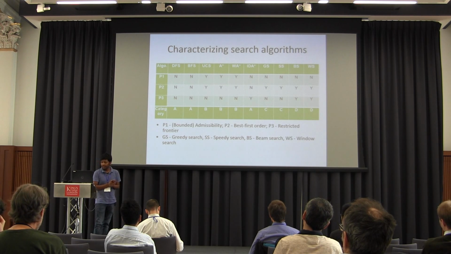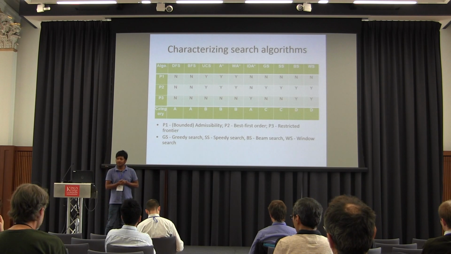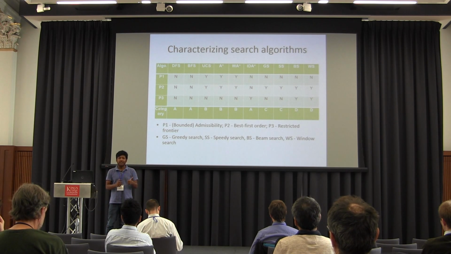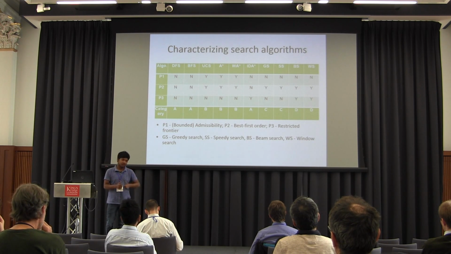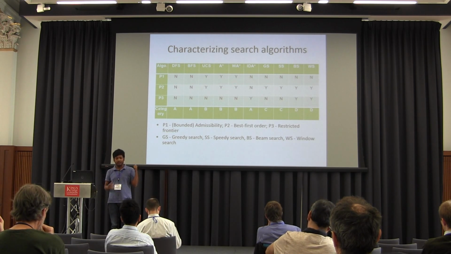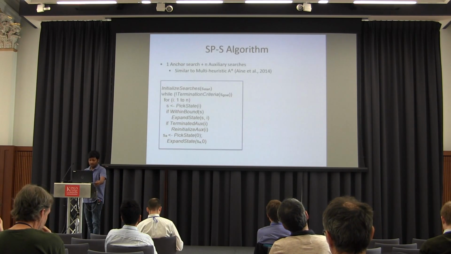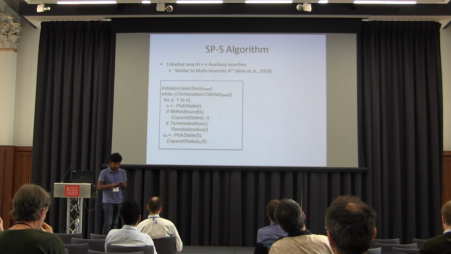I won't go into the details of this, but more or less we find 4 categories: admissible searches, inadmissible searches that are best-first, non-best-first searches, and inadmissible searches that prune or restrict frontiers. And we treat them a little bit differently within the SPS. Now let's go into the details of SPS.